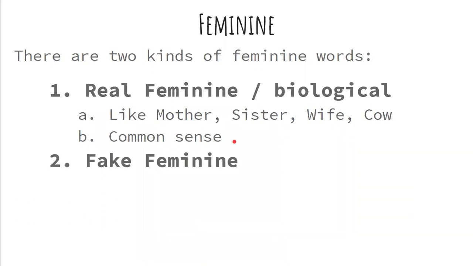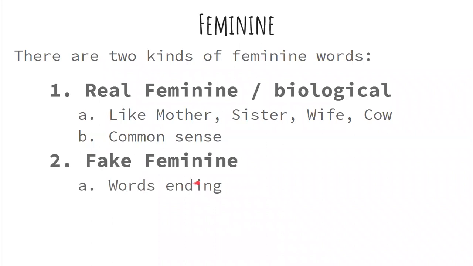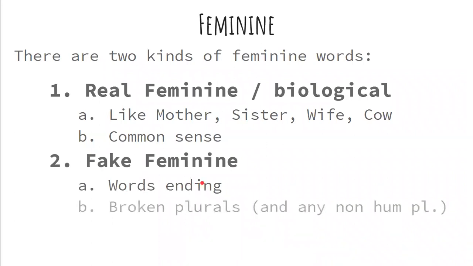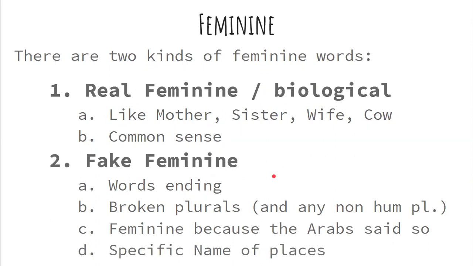In Hindi, they say Suraj nikalta hai. They treat the sun as masculine, but the sun is neither masculine nor feminine. They say Chand nikalti hai. They are treating the moon as female, but it is not actually female. Those are called fake feminine. So how do we find fake feminine in Arabic? We have to look at the word's ending. There are a few ways to find fake feminine. One is word ending. Second is broken plurals. Third is feminine because Arabs said so. And fourth, specific names of places. So these are the four categories of fake feminine words.